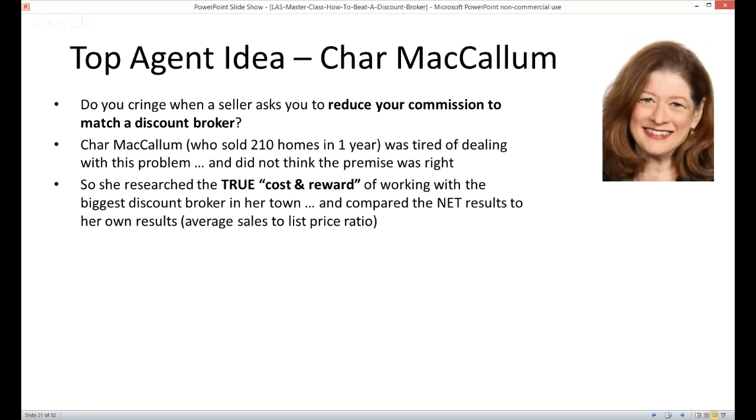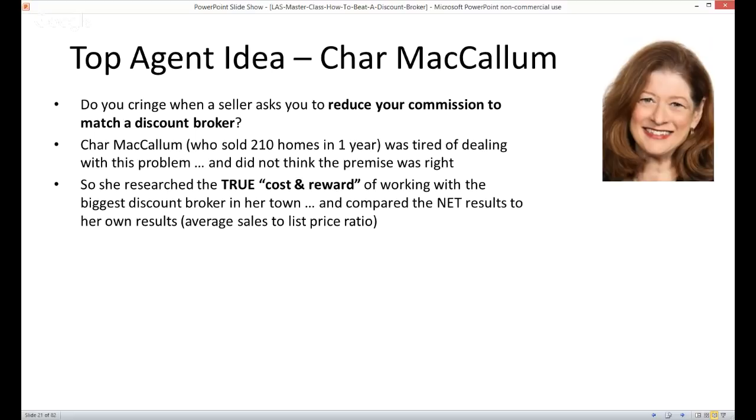So she researched the true cost and reward of working with the biggest discount broker in her town, the one she kept running up against out there in listing presentations, right? You try to prepare as much as you can, but sometimes you just have to roll with it. And if you keep getting beat by the same person or the same brokerage over and over, then you need to create a way to handle that. And that's what she did.